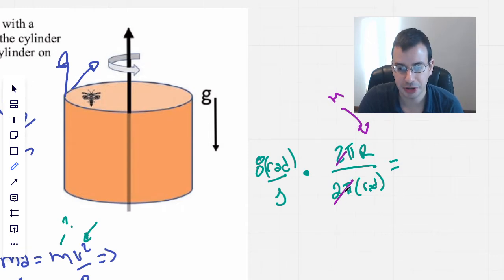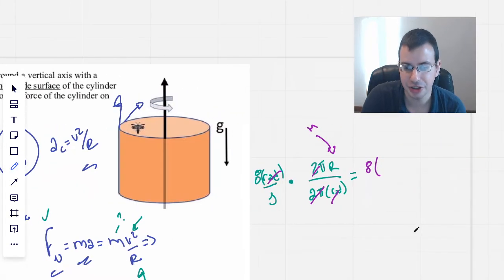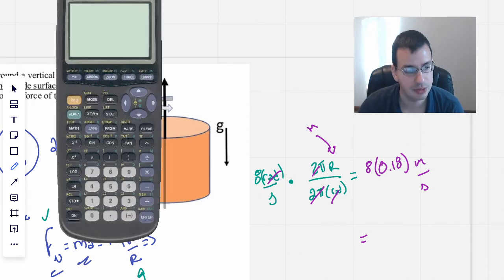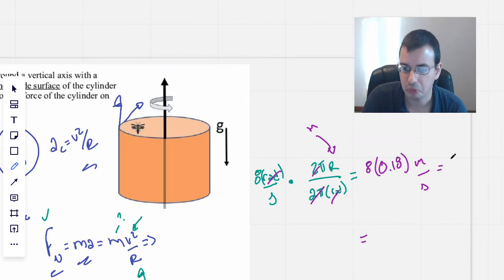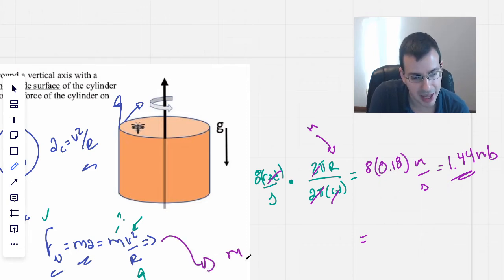So the 2 pi's will cancel out, and the radians will cancel out, even though they were never really there. We have 8 times the radius, 0.18 meters. We still have the seconds, and now we have the units in meters per second, as we wanted. Converting this, 8 times 0.18 is 1.44 meters per second.